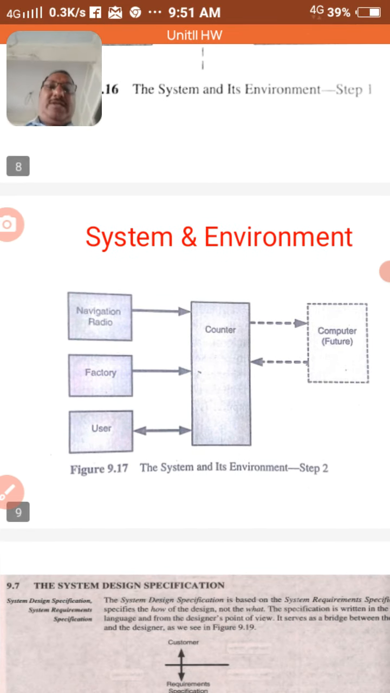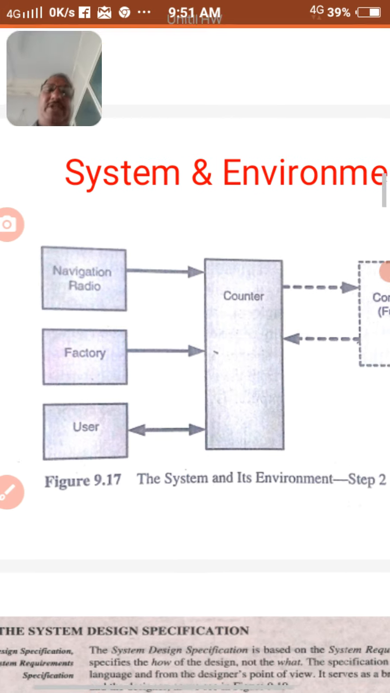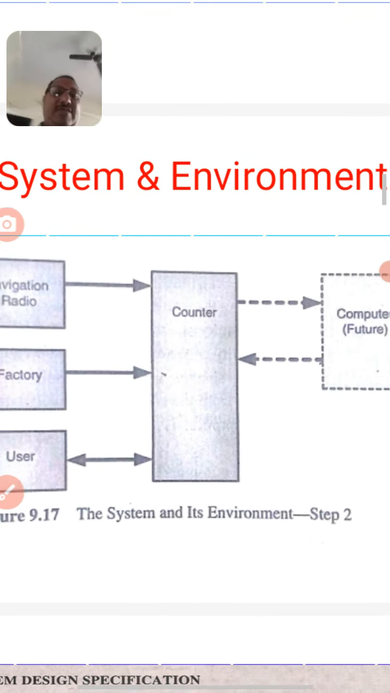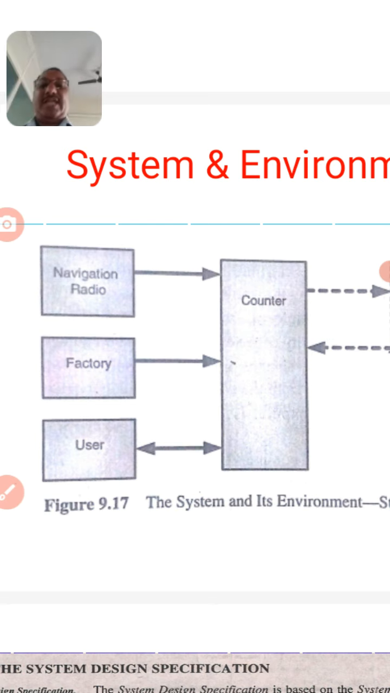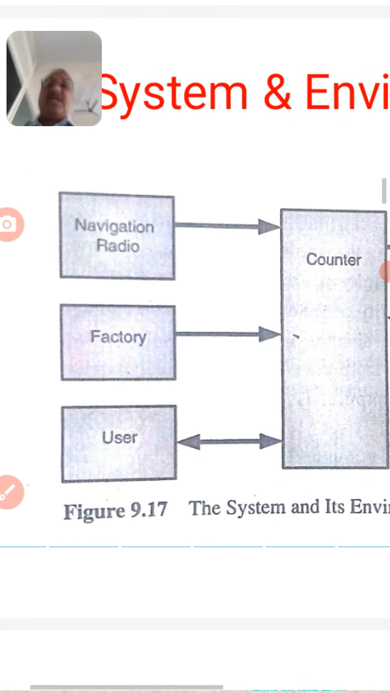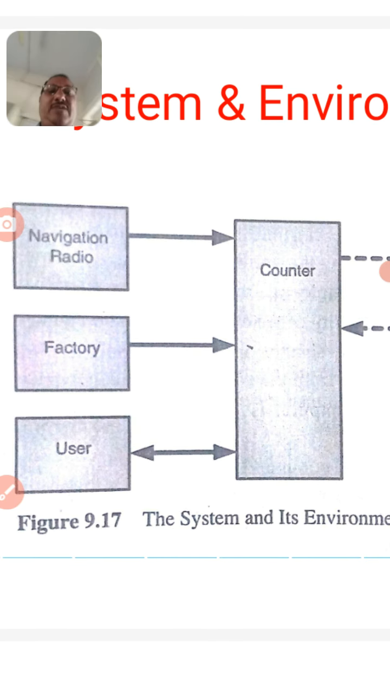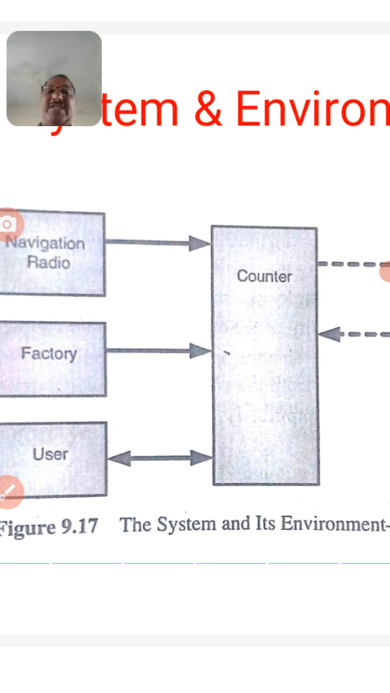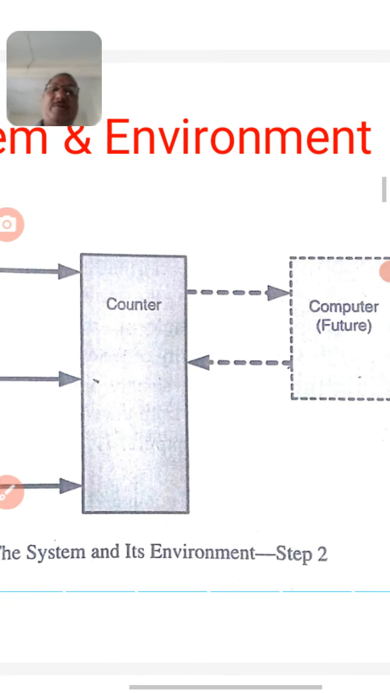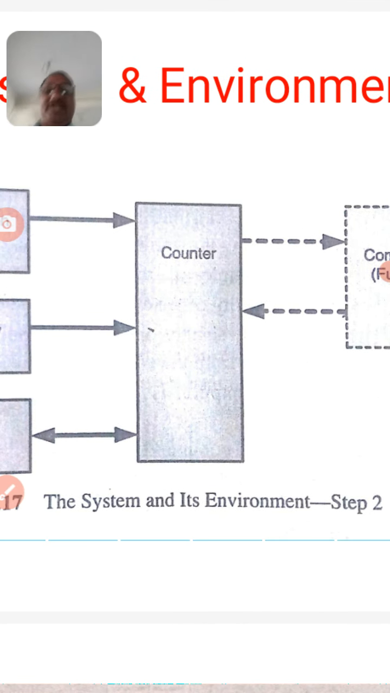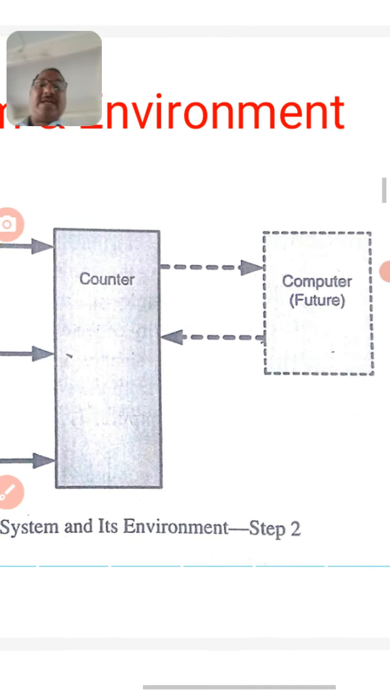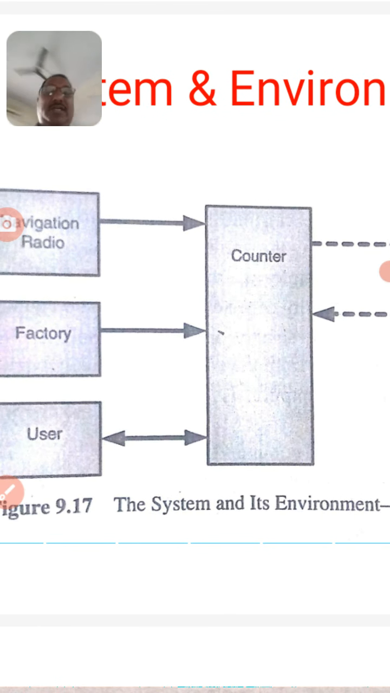System environment: figure 9.17 shows the system and its environment. Step 2. That is an automatic counter. Here they have considered the example of an automatic counter. A navigation radio and a factory give input to the counter, then the user interface is with the counter, and the computer interface is given with the counter. So this is what the system and the environment is.